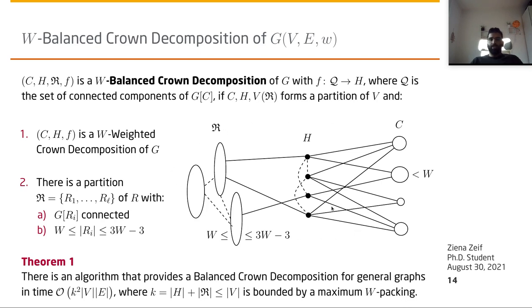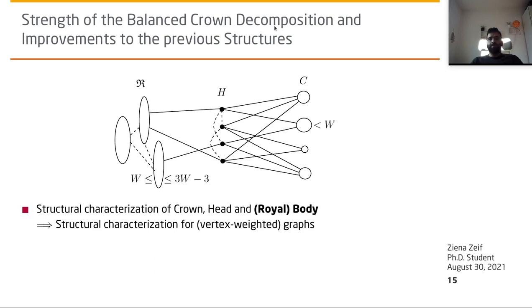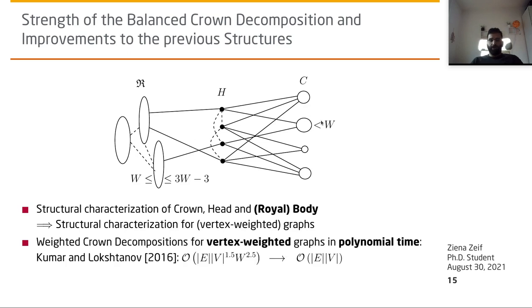Finding a balanced crown decomposition is more technical, and unfortunately the time is not enough to explain how we can find it. But let me give you the strengths of the balanced crown decomposition, some improvements that we made compared to the previous structures, and also some applications of how we can use the balanced crown decomposition. First of all, we now give a structural characterization of the crown, head and body, which is a full characterization of a graph. You can imagine this as a measure for robustness regarding the connectivity with respect to a parameter W. Moreover, we extend the weighted crown decomposition also to vertex-weighted graphs in polynomial time. Before, this was only possible in pseudo-polynomial time.